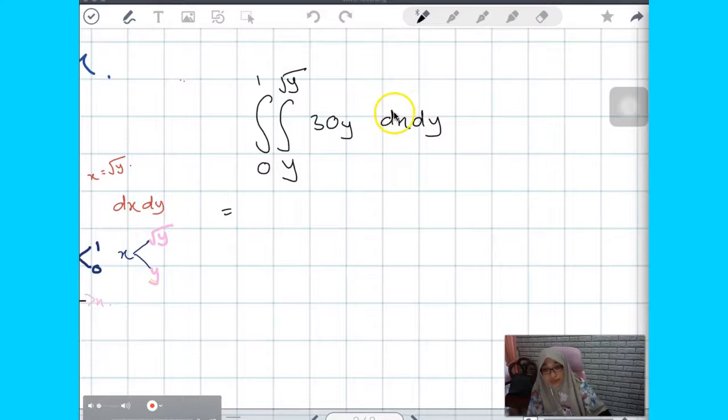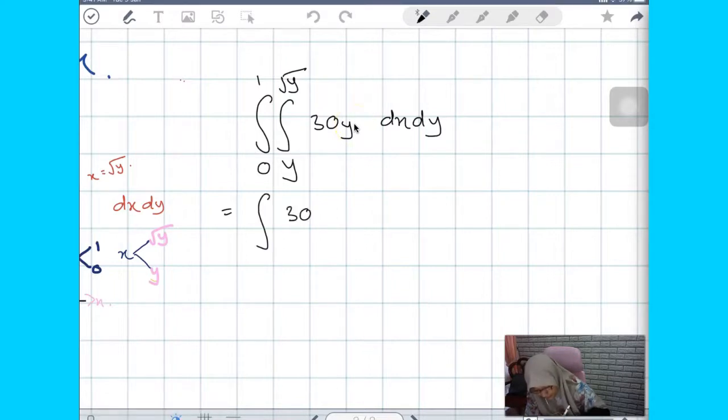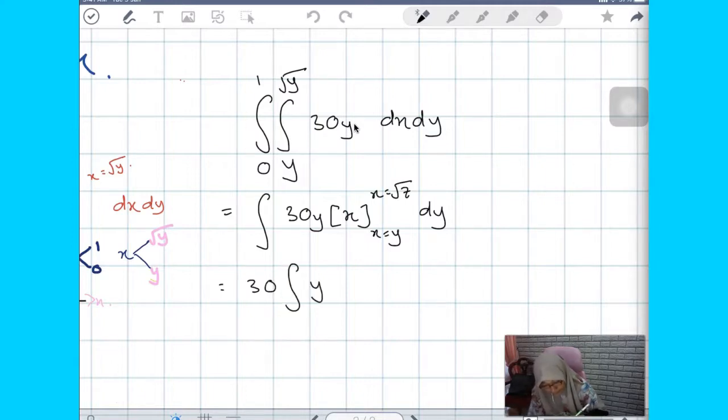Now you have to integrate this with respect to x. Since x is not here, the 30y is all constant. So when you integrate, 30y is constant, and you just have x. The limit of x is from y to square root y, dy. So you can take out the 30, then just substitute.